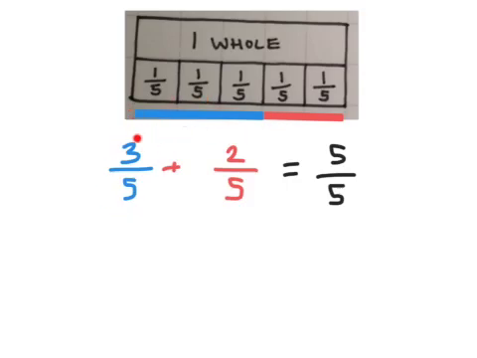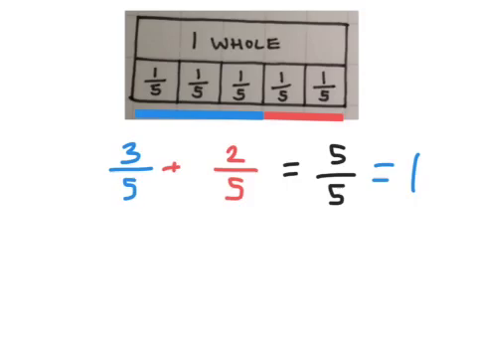If I add 3/5 and 2/5, I simply add up the top number, the numerator, and that gives me 3 add 2 equals 5/5. As well as writing 5/5 as 5 over 5 or 5 out of 5, I can also then convert that, because 5/5 is the same as 1 whole.